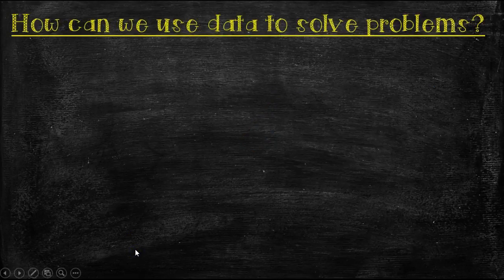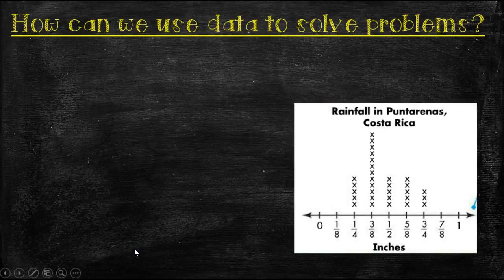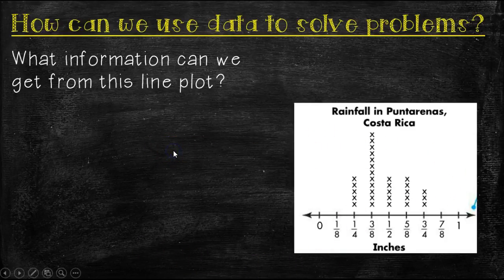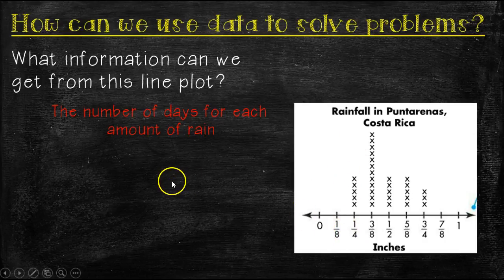So how can you use data to solve problems? Well, here we have a line plot that has to do with the rainfall in Costa Rica. So what can we tell about this? Well, we can find the number of days. Here, for instance, the number of days, 1, 2, 3, 4, 5 days that this city got 1/4 inch of rain. So we can find the number of days for each amount of rain.